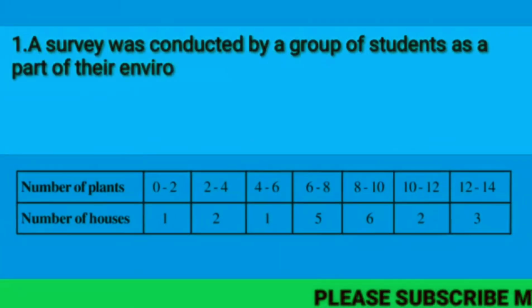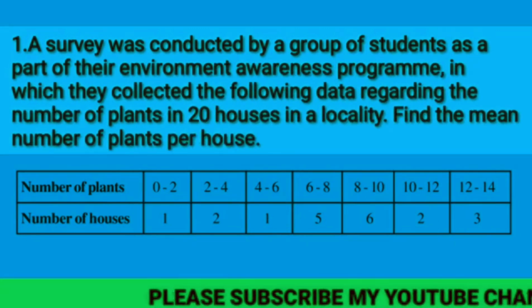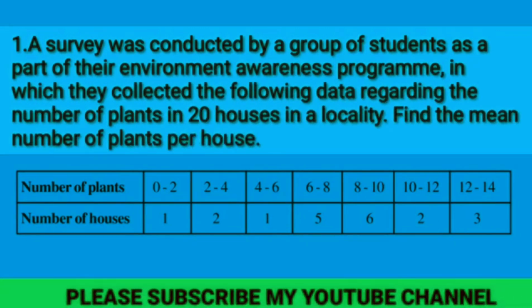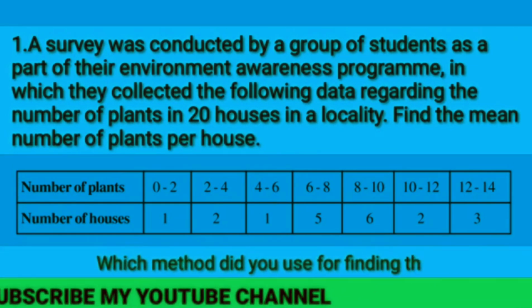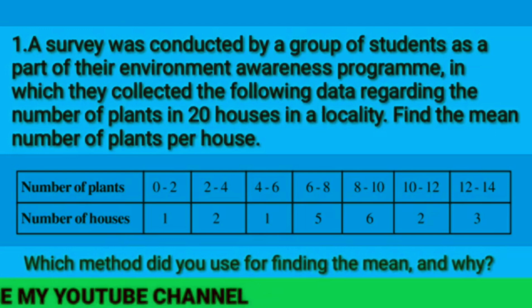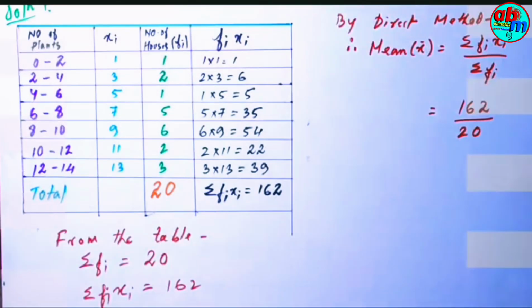Here we have a question. Number 1. A survey was conducted by a group of students as a part of their environment awareness program, in which they collected the following data regarding the number of plants in 20 houses in a locality. Find the mean number of plants per house. The table is given here. Which method did you use for finding the mean and why? Let us solve it. Here we have prepared the table.